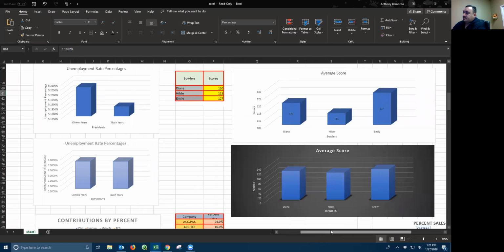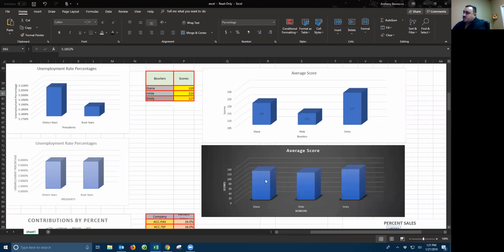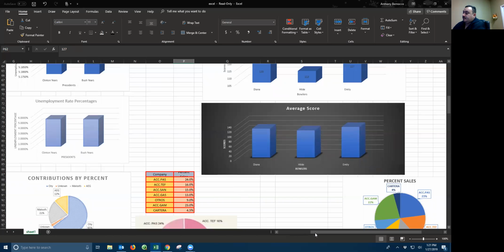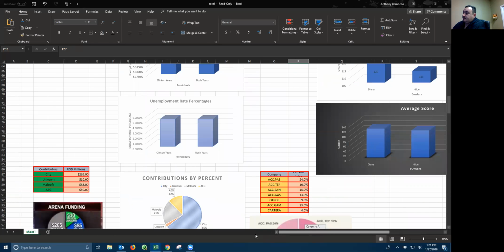Same thing with the average bowler scores. We got Diana, Hilda, and Emily. Same thing. Now it looks like Emily's that much higher, but in all reality, they're pretty close together. Moving right along.